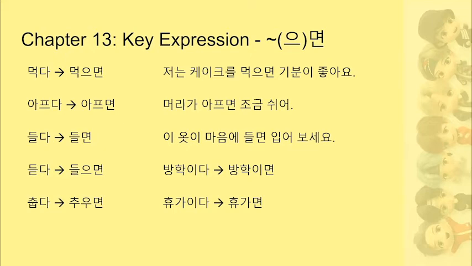So we have 먹다, take off 다, it ends in a consonant, so we add 으면 for 먹으면. The example sentence, 저는 케이크를 먹으면 기분이 좋아요, which means if I eat cake, then I'm happy. So 기분이 좋아요 is like saying I'm happy or I feel good or something positive like that. So again, that 기분이 좋아요 depends upon that first clause, which is 케이크를 먹으면. So if I eat cake or when I eat cake, then I'm happy, I feel good, things like that.